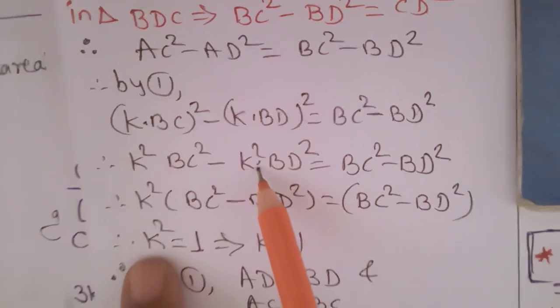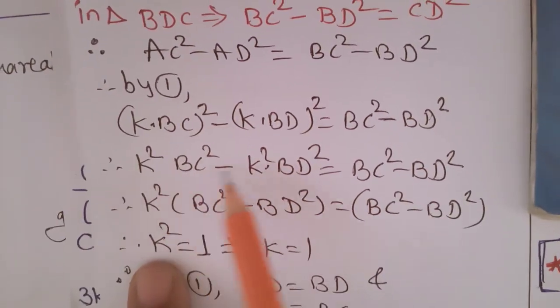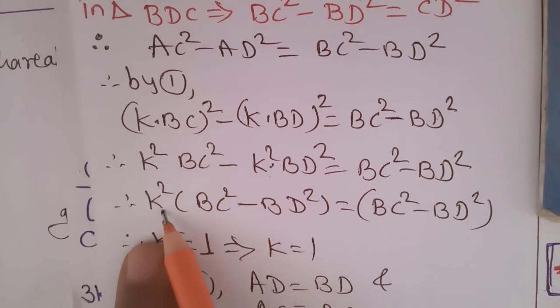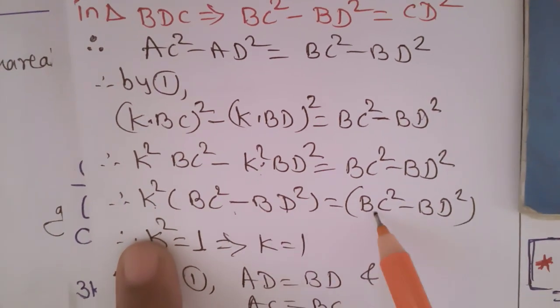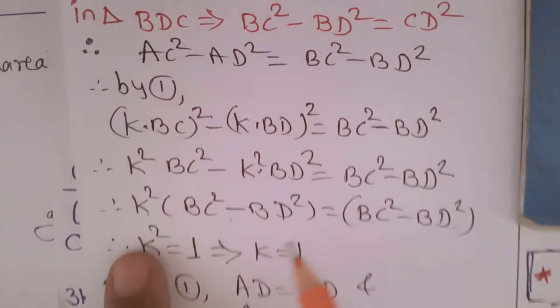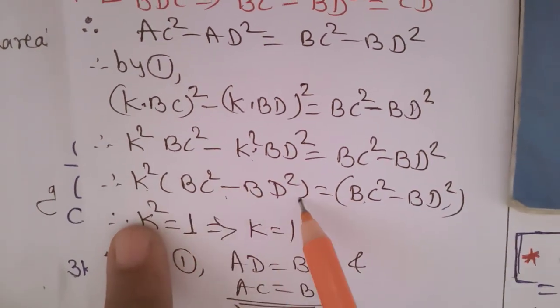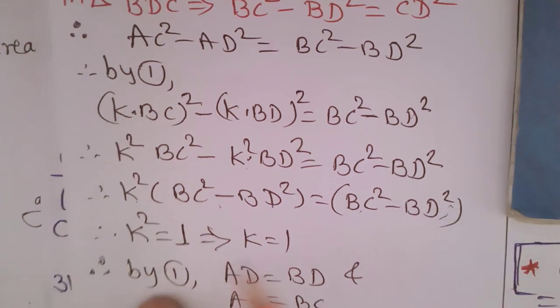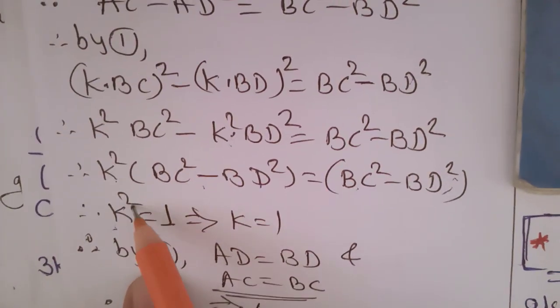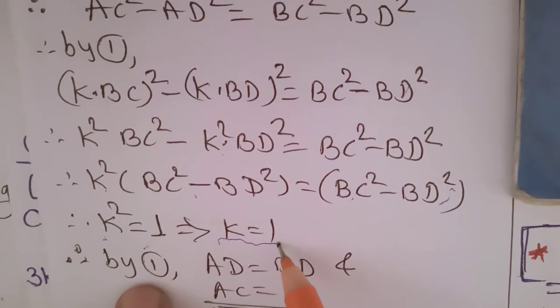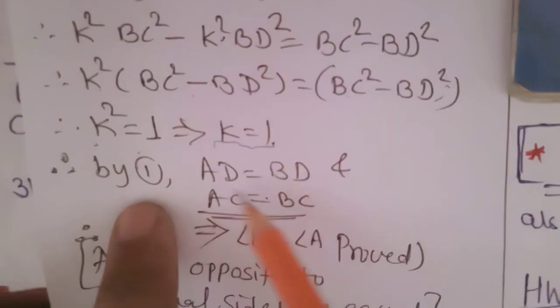Now, in the left-hand side, K square is common. Take it common. What remains in the bracket? BC square minus BD square, equal to BC square minus BD square. Now K square multiplied by the bracket is equal to the same bracket. Then you get K square equal to 1, and since K square is 1, the value of K is equal to 1. Therefore, again come to equation 1.